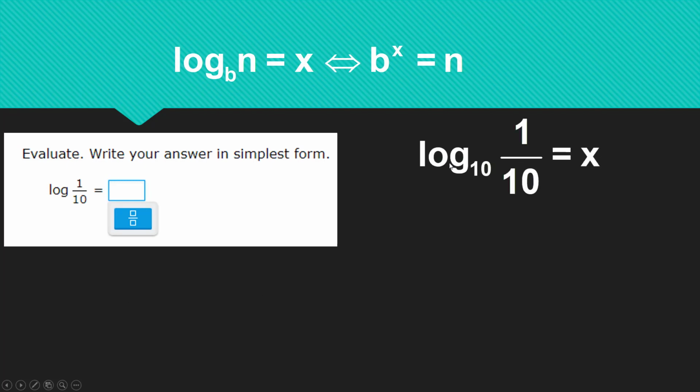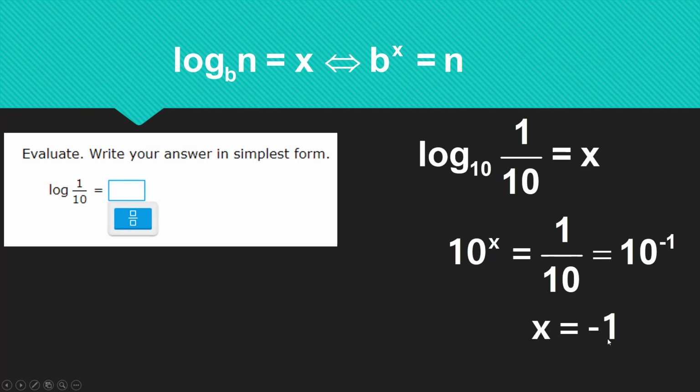And so I'm asking myself, what do I raise 10 to get 1 over 10? All right, so another way to write that is 10 to the x is equal to 1 over 10, or 1 over 10 is equal to 10 to the negative 1. So 10 to the x is equal to 10 to the negative 1. x is equal to negative 1.